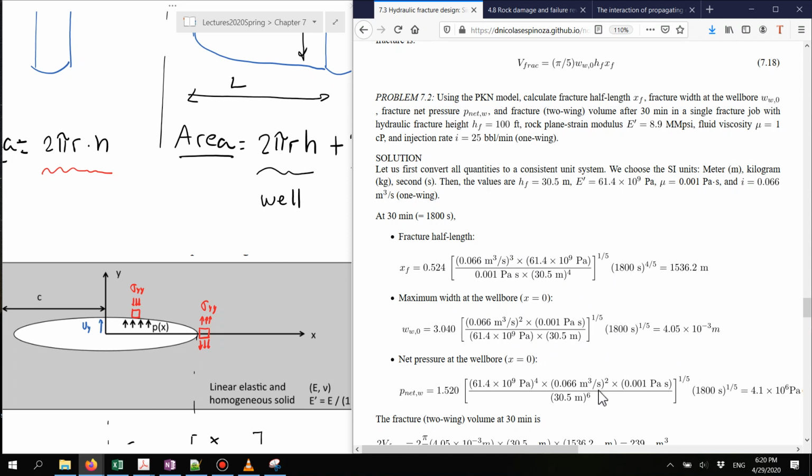Something very important in order for you to be able to solve these problems, at least that's what I do, is that you convert all your variables to the international system. That's going to make it a lot easier to avoid confusing unit conversion.